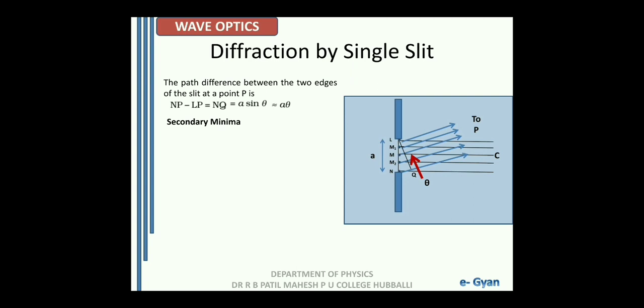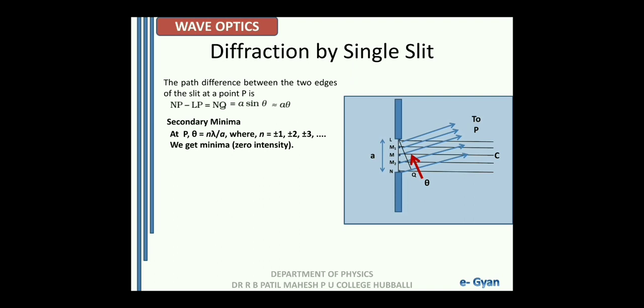So now let us discuss the condition where we are going to get secondary minima. What do we mean by secondary minima? It is a position where we are going to get the minimum or 0 intensity. Now at point P, let theta be equal to n lambda by a. We consider the path difference now to be equal to n lambda, where n is equal to plus or minus 1, plus or minus 2, plus or minus 3, and so on. If this is the condition, then we are going to get minima or 0 intensity at point P.